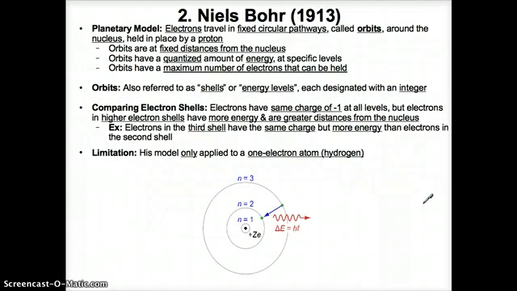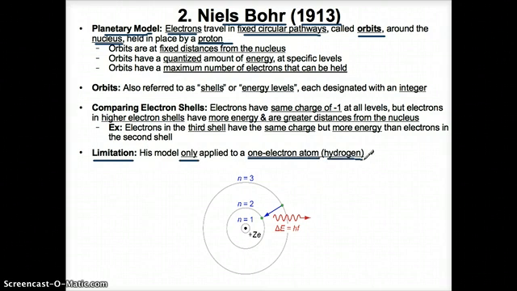All right, next let's review the Bohr model from 1913. Bohr's planetary model stated, let's remember, that electrons travel in fixed circular pathways called orbits that look like this around the nucleus, which is held in place by a singular proton in this nucleus right here. And speaking of which, let's remember that a limitation of Bohr's model was that his model only applied to a one electron atom, which was hydrogen.